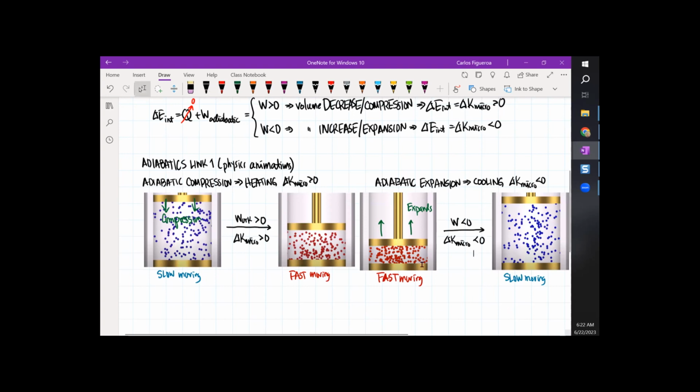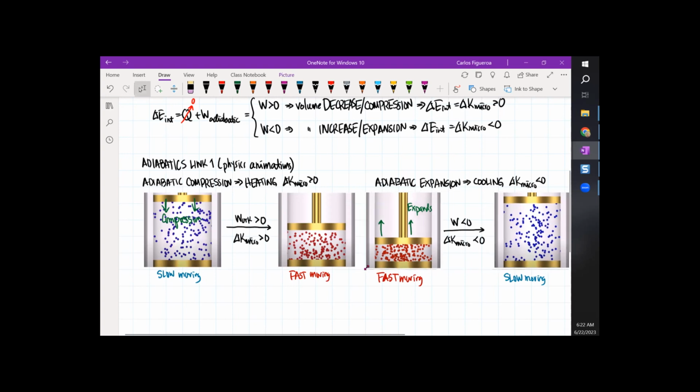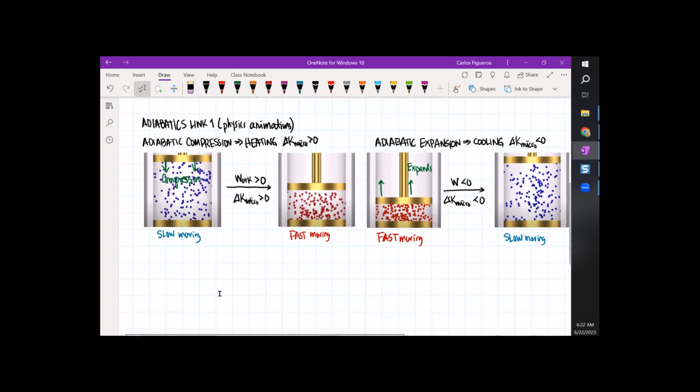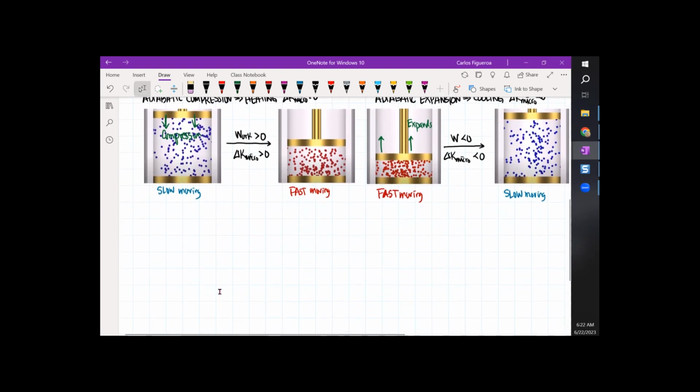Now, there's lots of examples of adiabatic processes. So let's look at some here. So here's some examples.